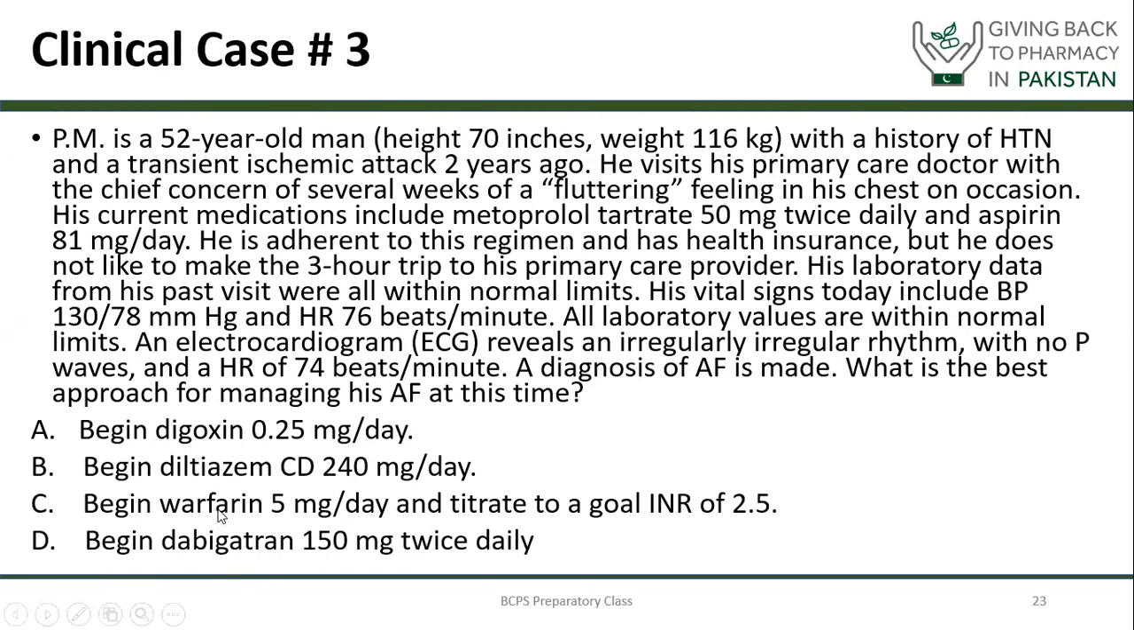So there are two options for anticoagulation: warfarin 5 milligram per day titrated to a goal INR of 2.5, and begin dabigatran 150 milligram twice daily. Actually, the first choice for this question is warfarin, but sometimes they mention information in the question which you see is not relevant, but it is supposed to be considered when you are answering this question.